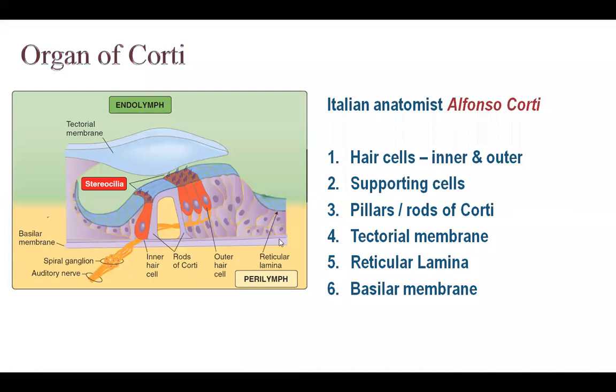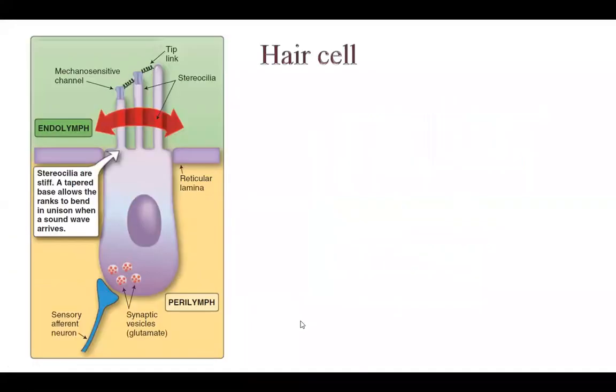This basilar membrane separates scala media from scala tympani. In scala media you have endolymph, and in scala tympani you have perilymph. These are the auditory nerve fibers with synapse at the spiral ganglia. Now coming to hair cells. If you see this hair cell, it is a polarized mechanosensitive receptor, meaning it will respond to a mechanical stimulus, that is some force or displacement.